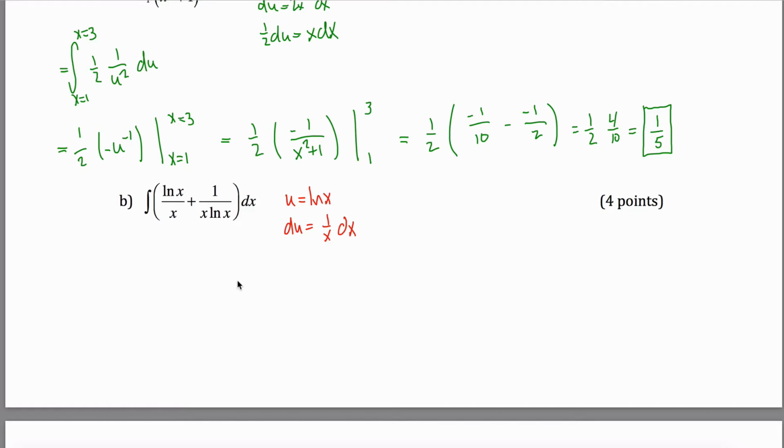I think what I would probably do is say that this is equal to the integral of, let's factor out a 1/x, and then what I have left is the natural log of x plus 1 over the natural log of x dx. And then you're like, oh, 1/x dx, awesome, that's exactly du. It works out really nicely. u is the natural log of x, so I get the integral of u plus 1/u du.